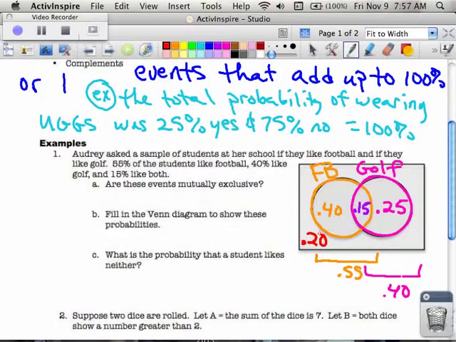Now I can answer my questions. The first question is, are these mutually exclusive? Meaning, do the circles overlap or not? They overlap? Yeah. Okay, so then they're not mutually exclusive. If they were mutually exclusive, this phrase mutually exclusive means no overlap.